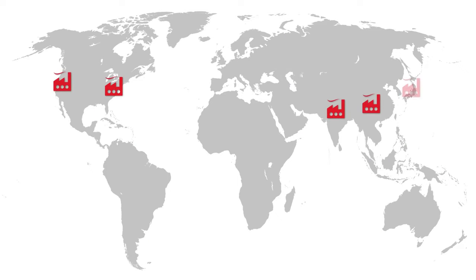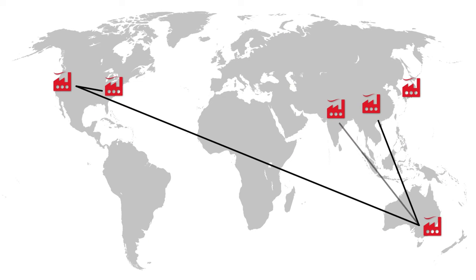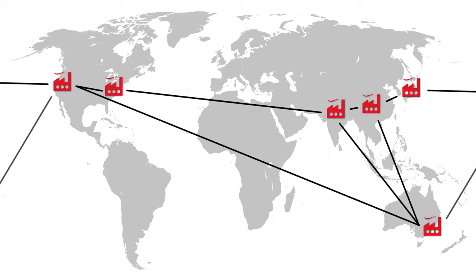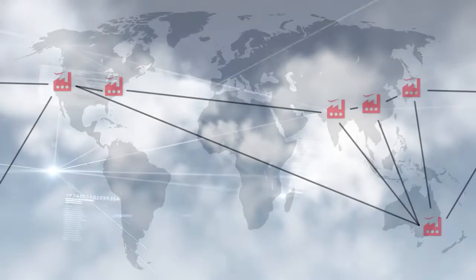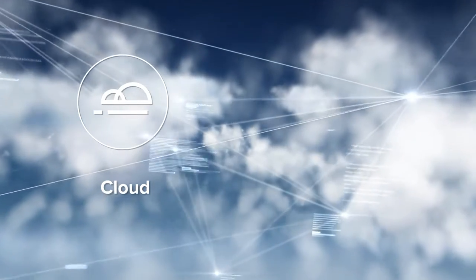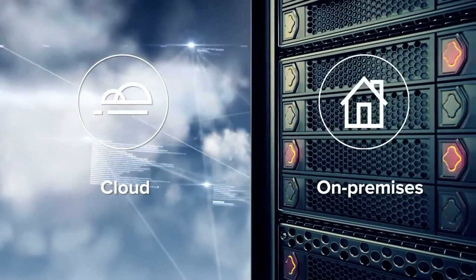CloudSuite Industrial supports organizations of all sizes, from small businesses with a single site to multinational organizations. Customers can choose between a cloud subscription or on-premise license model.